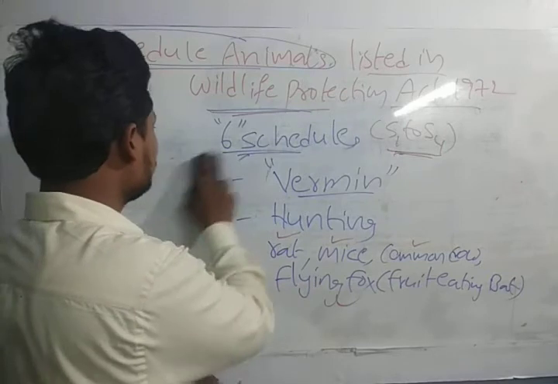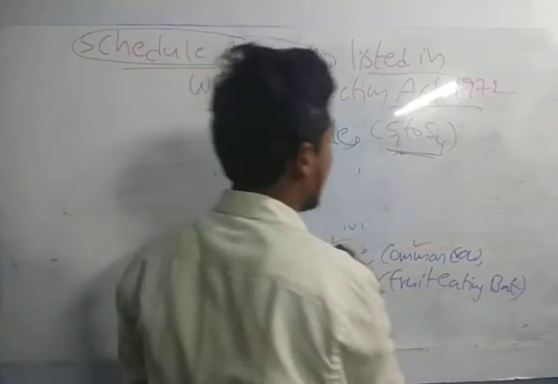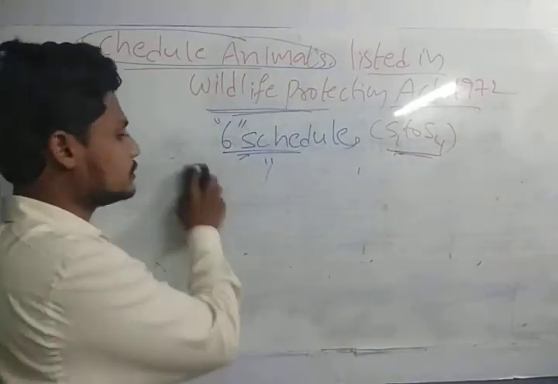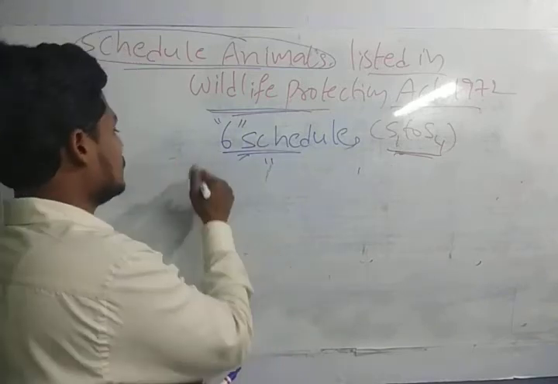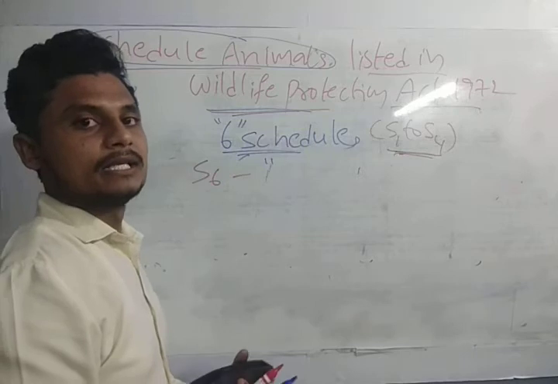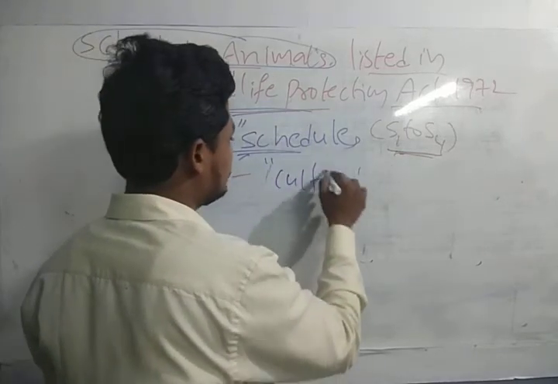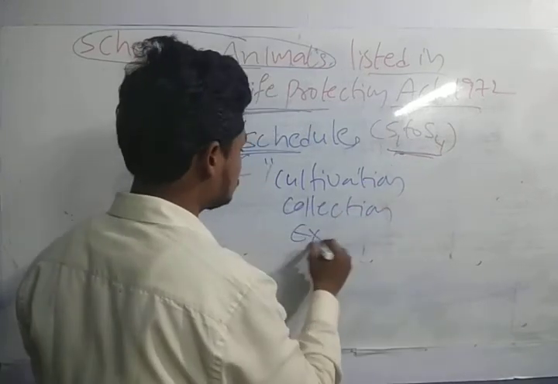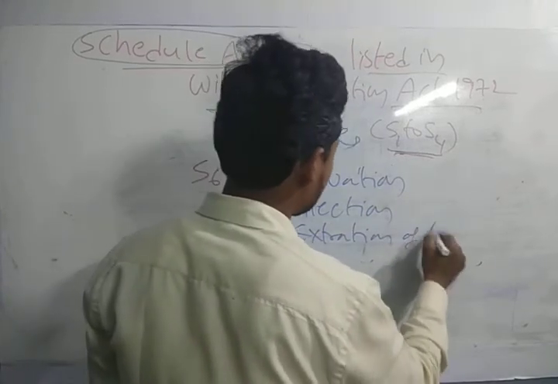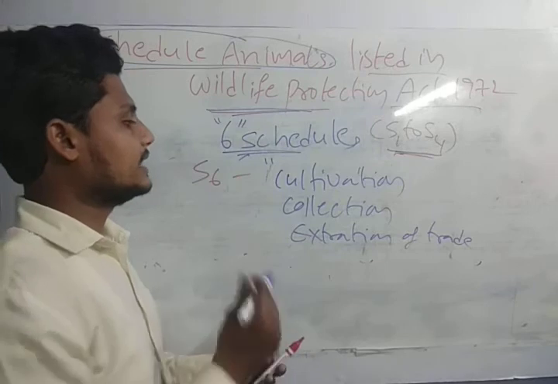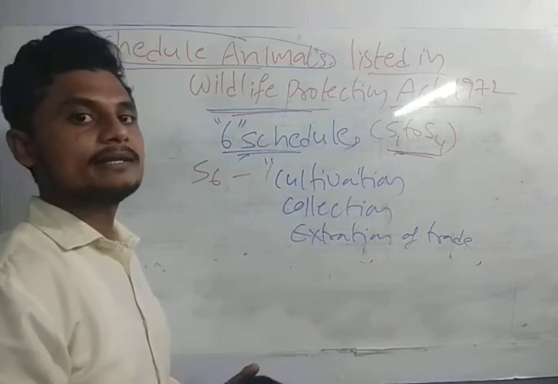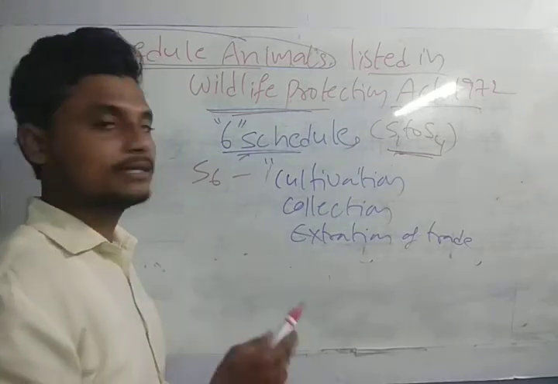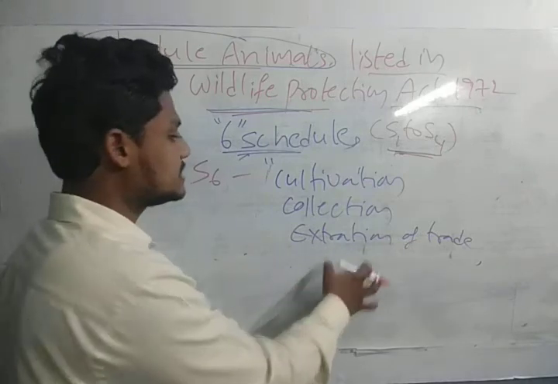And the last one is Schedule 6. In Schedule 6 we have protection guys. This deals with plants. Schedules 1 to 5 deal with animals, whereas Schedule 6 deals with plants. Cultivation, collection, extraction for trade of the plants listed in this Schedule 6 are prohibited.